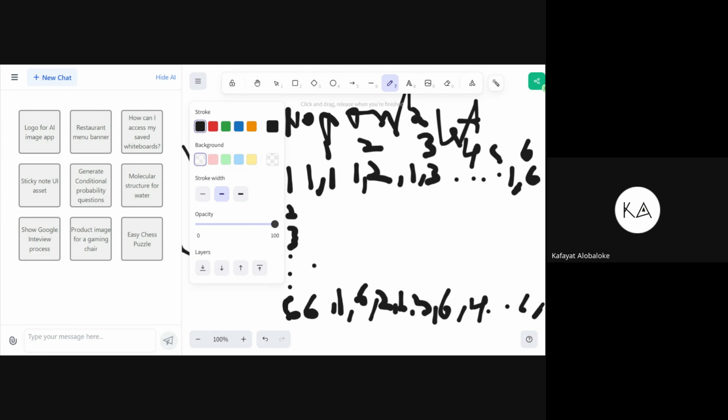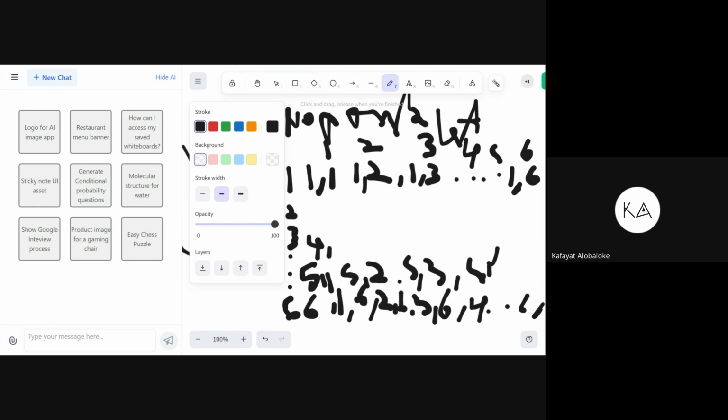Here we can have 5, 1, 5, 2, 5, 3, 5, 4, up to 5, 6, right? Now let's go to line 4. Let's assume there's line 4 here. So, please pardon the space and the tidiness in the whiteboard.